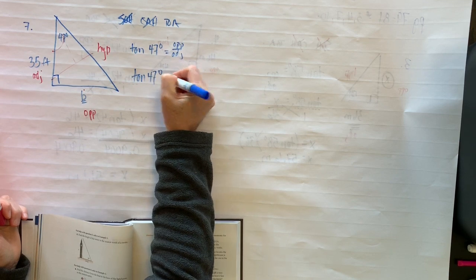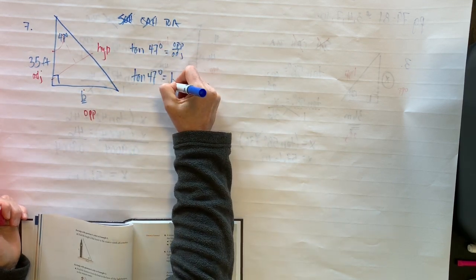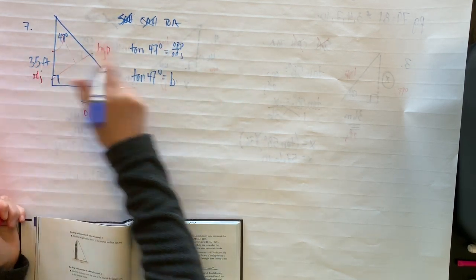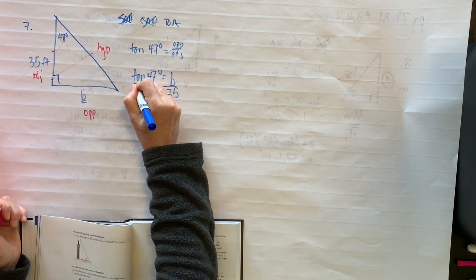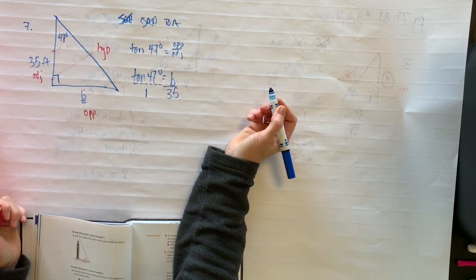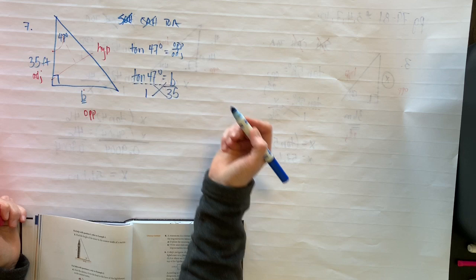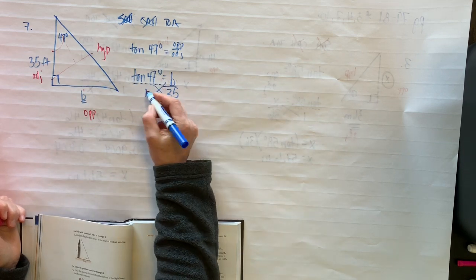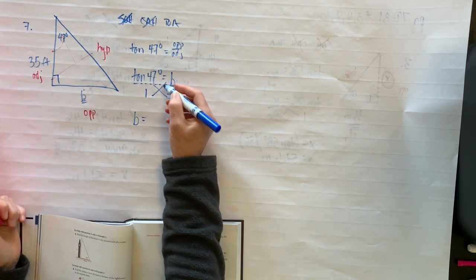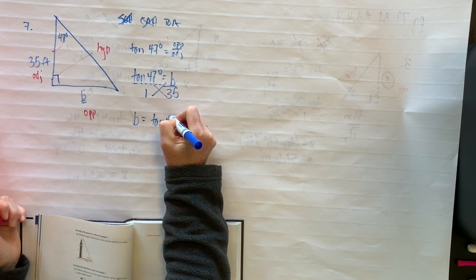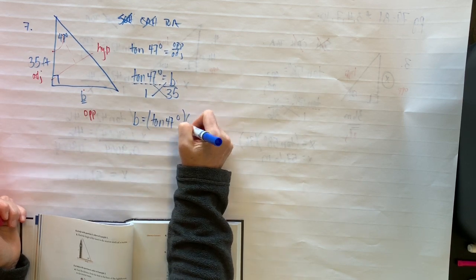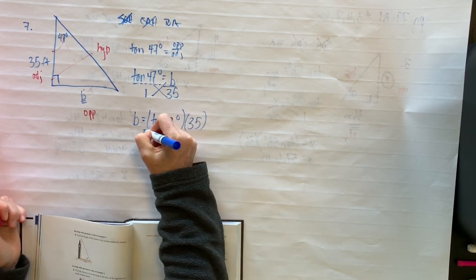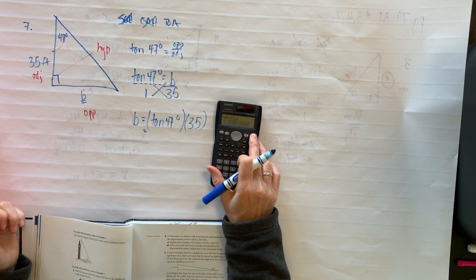Tan of 47 degrees equals the opposite over the adjacent. Okay, turn it into a fraction equal to a fraction. So you're going to cross multiply and solve. B times 1 equals B, and I have tan 47 degrees times 35. So I'm just going to punch that right into my calculator.